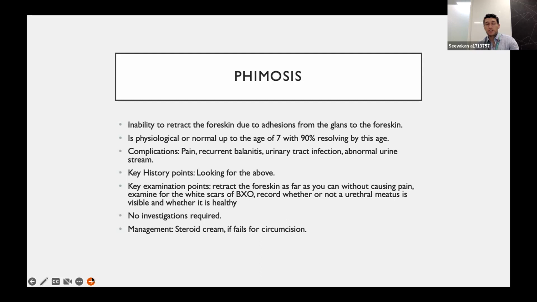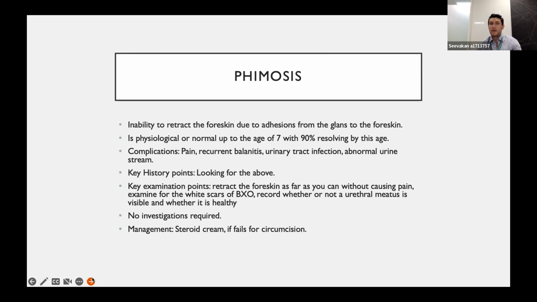Very quickly on urology issues, phimosis. So phimosis is an irretractable foreskin, and the reason why it develops is because there's adhesions from the glans to the foreskin. It's normal in young boys all the way up to the age of around 7. 90% will resolve spontaneously by this age.